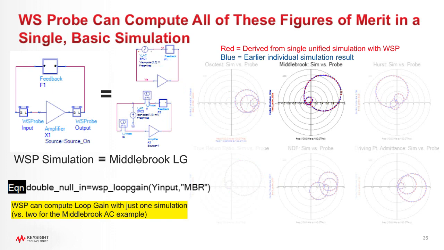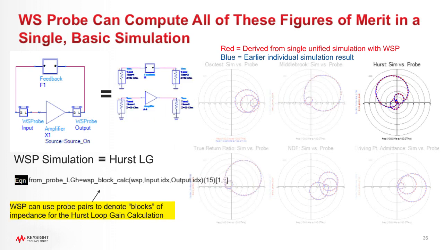You can also do this Middlebrook loop gain. The Middlebrook's loop gain has voltage and current injection, and essentially you do a bunch of equations. Well, based on the probe outputs, we can compute that with one equation. We can run a Hurst-style loop gain that bifurcates, that actually breaks the feedback and amplifier and computes two separate Y-parameter networks for those and then combines them in parallel.